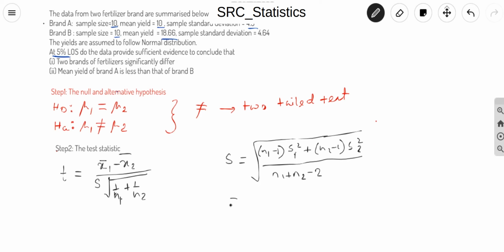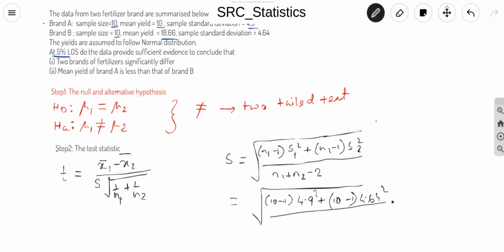From the given observations we put in the values of n1, s1 and so on. So 10 minus 1 multiplied by 4.9 square, plus 10 minus 1 multiplied by 4.64 square, divided by 10 plus 10 minus 2, and the value comes out to be 4.772.